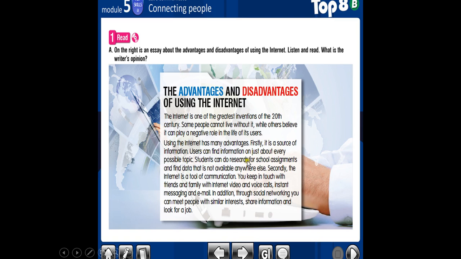Students can do research for school assignments and find data that is not available anywhere else. Secondly, the internet is a tool of communication. You keep in touch with friends and family with internet video and voice calls, instant messaging, and email. In addition, through social networking, you can meet people with similar interests, share information, and look for a job. Here are the advantages with examples.